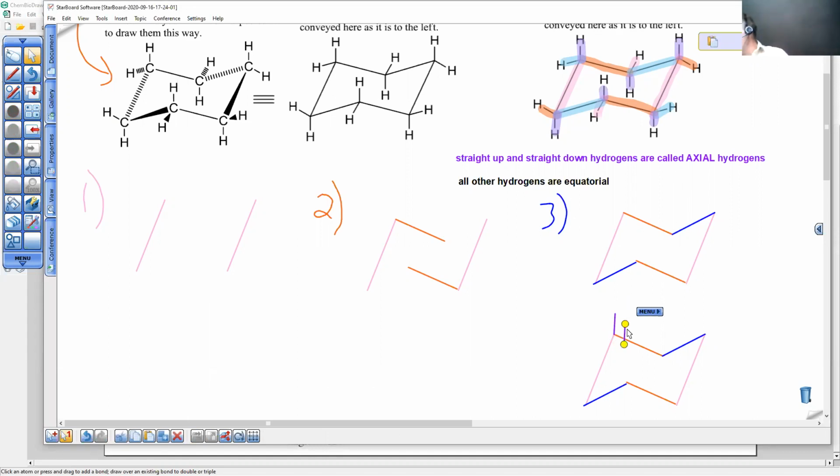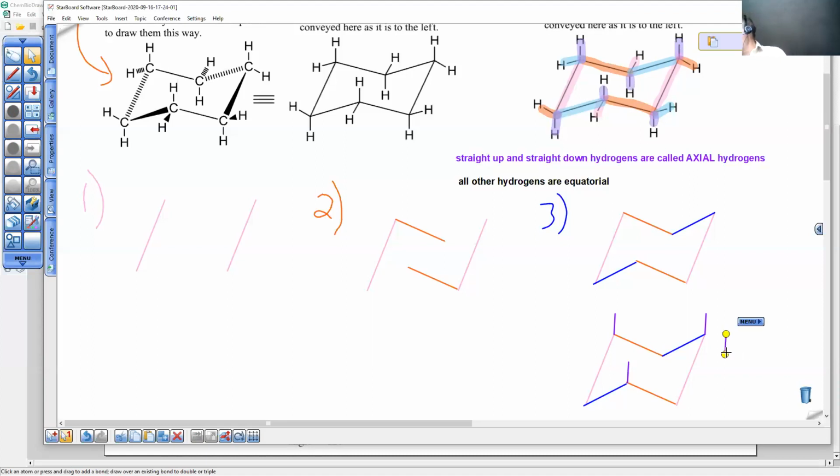Copy paste. Straight up. Notice every second carbon has a straight up. You want to go back to the original? Straight up on this carbon. Next carbon, no, no, no. One away from that. Straight up. Next carbon, no, no, no. Next one, straight up.